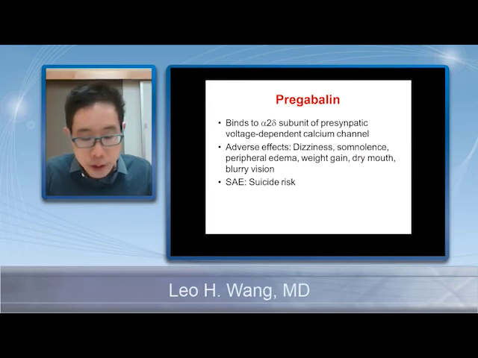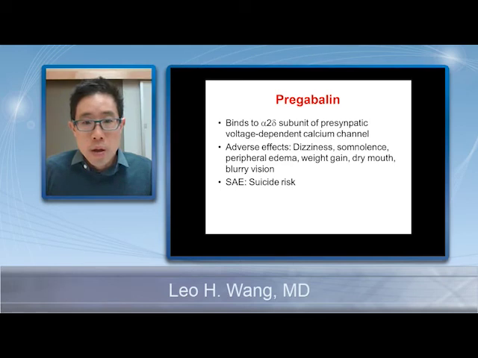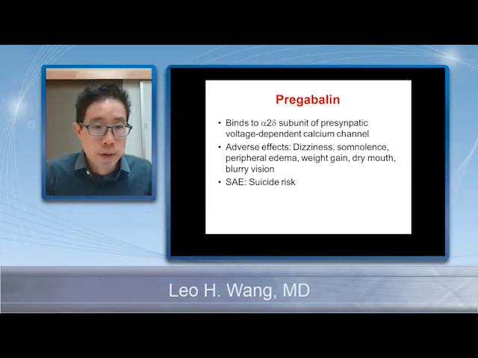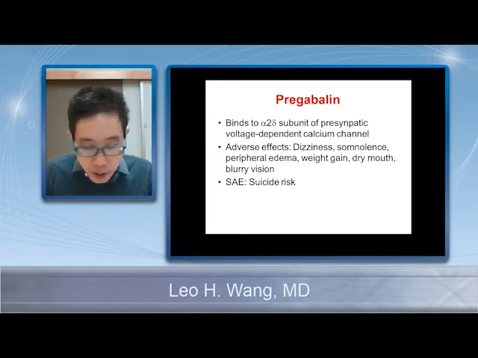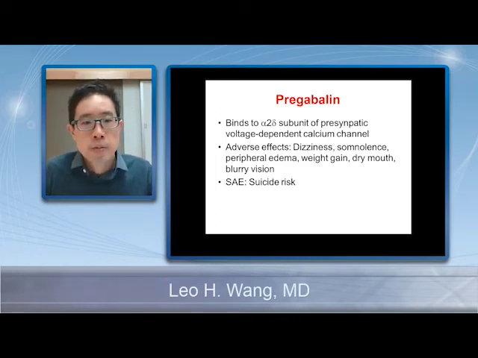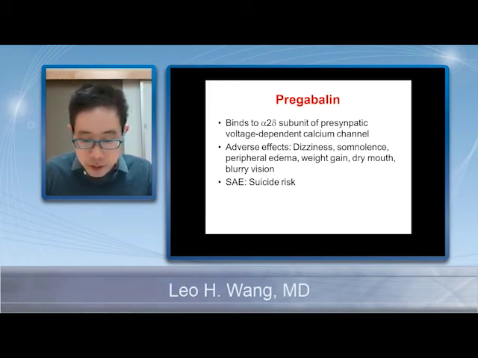A little bit more about the gabapentinoids and pregabalin. I don't use this as much, mainly because it is a scheduled FDA medication, and there is some inconvenience to using it, but there definitely is some evidence for it. It's similar to gabapentin. It binds to alpha-2 delta subunits of the presynaptic voltage-dependent calcium channels. It has adverse effects of dizziness, somnolence, peripheral edema, which is something that I've encountered a few times, weight gain, dry mouth, and blurry vision. It also has a serious adverse effect of suicide risk.